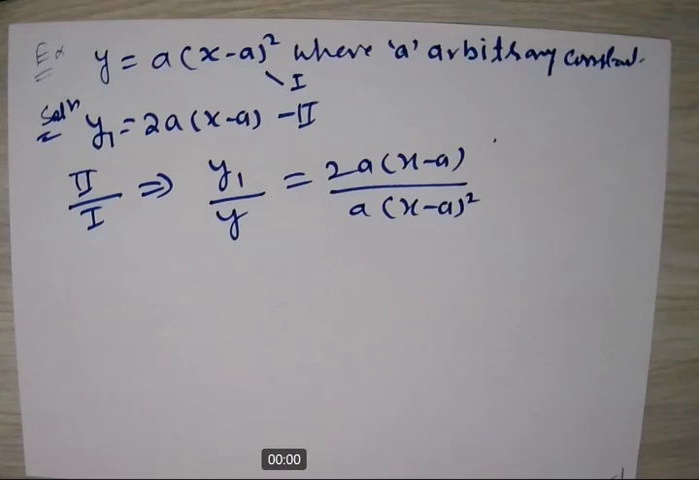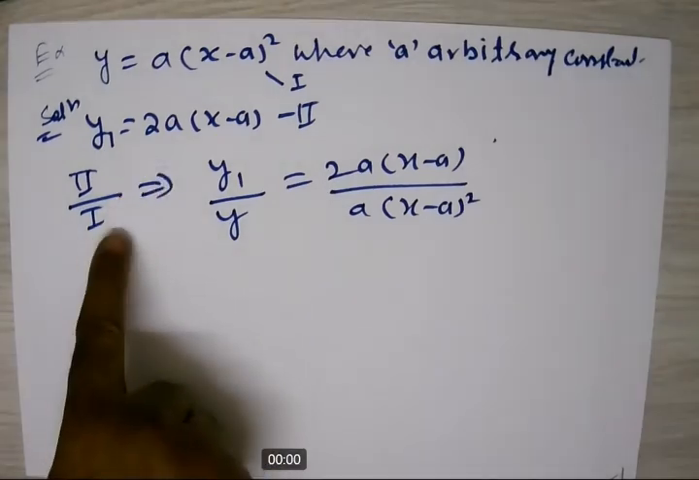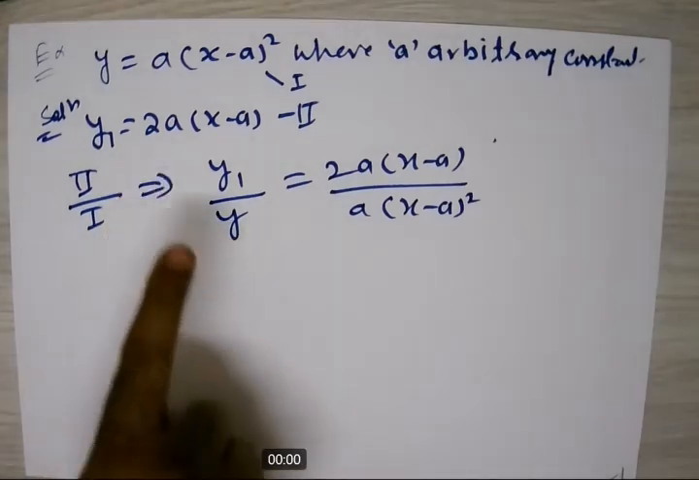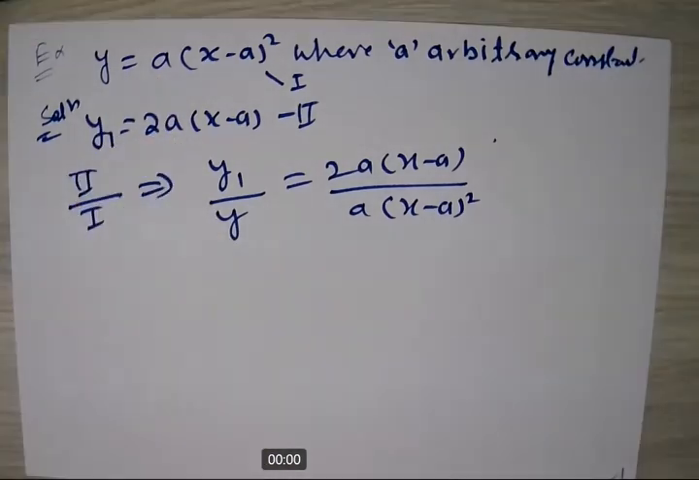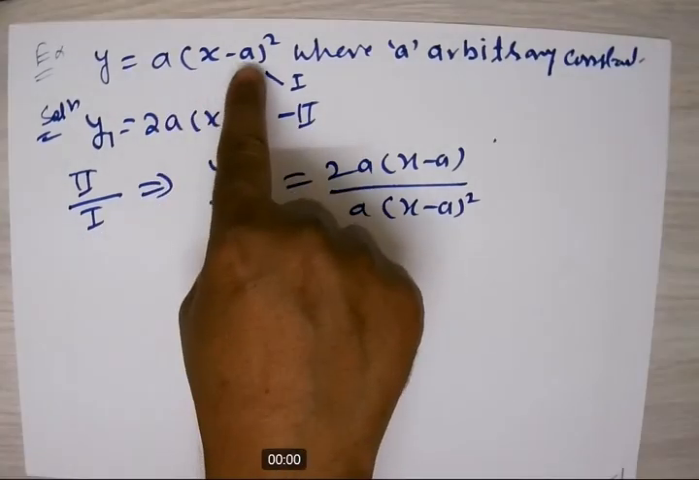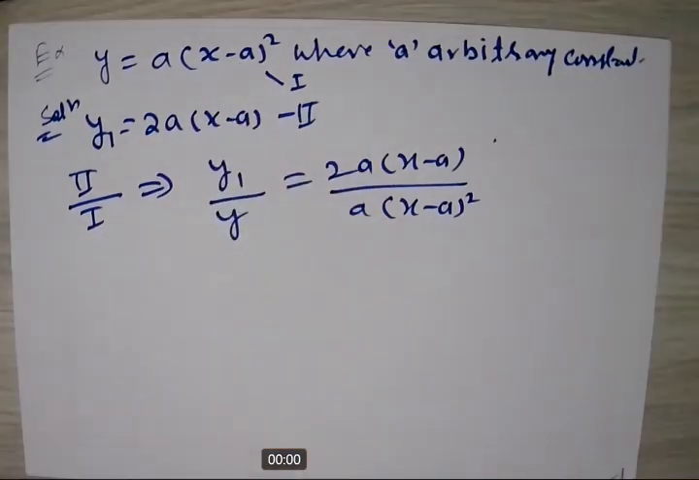Someone may ask why you write like that. My answer is, because only one constant is here, you have to differentiate one time only. After that, no need to differentiate. Now you have to cancel the arbitrary constant by using this and this. If you get the cancellation of a, your answer will be in terms of derivatives. Therefore it is called the formation of a differential equation, because the equation is written without the arbitrary constant.